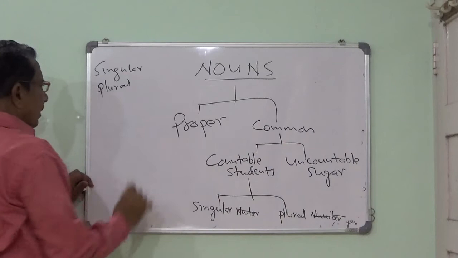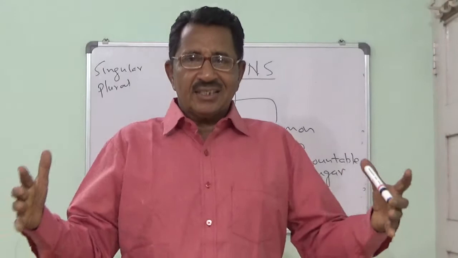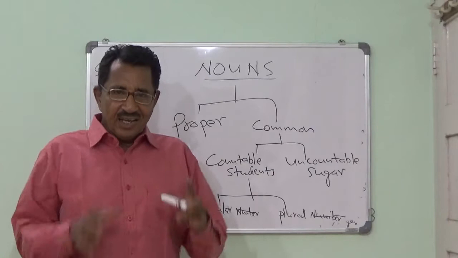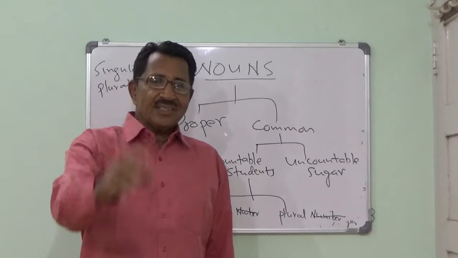It's very interesting. Step by step, when you are studying grammar, you are trying to understand the world around you. Suppose you find five persons coming towards you. If you don't know the idea of number, you will say, one, one, one, one, one, coming. But if you know this, you will say, five persons are coming.